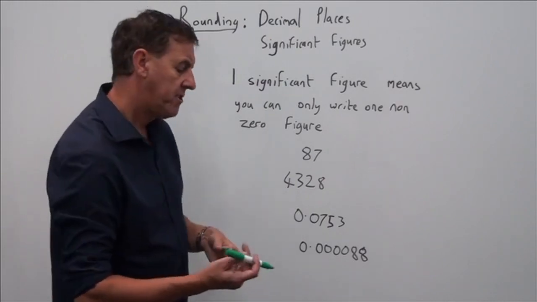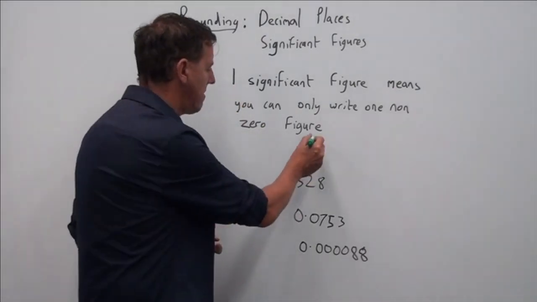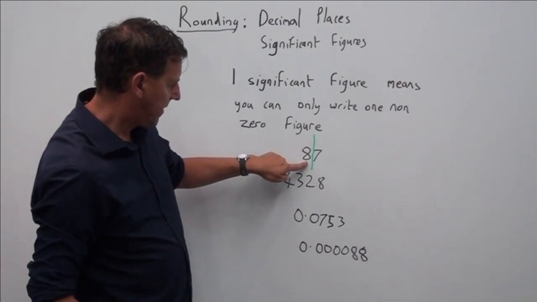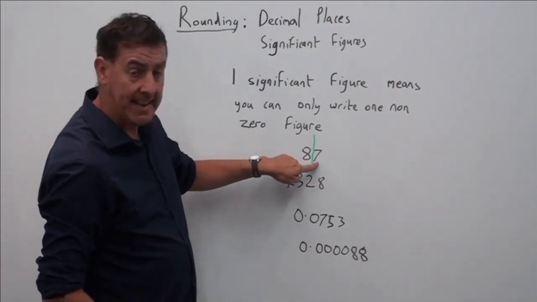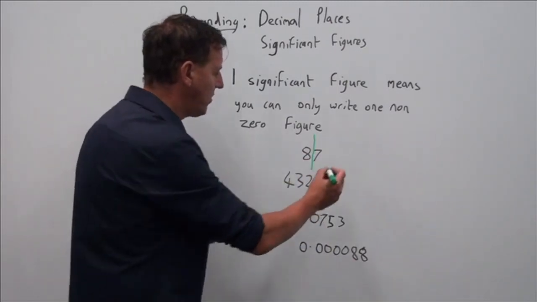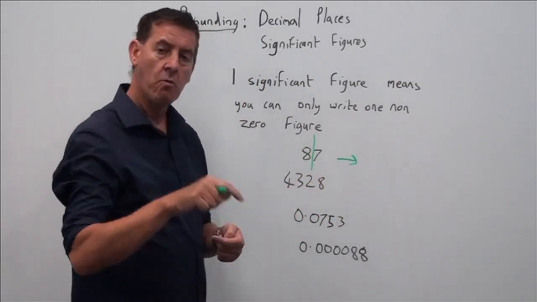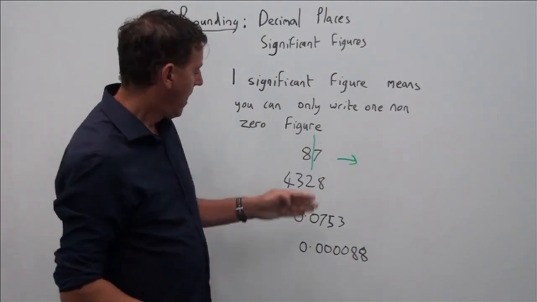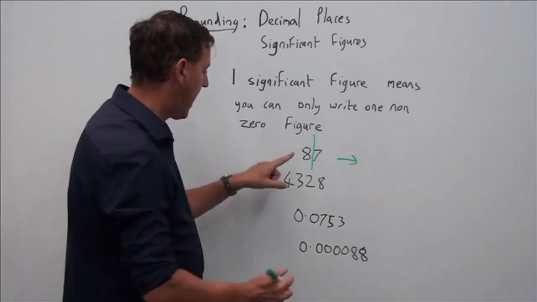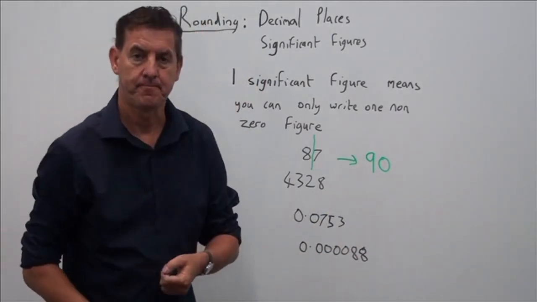But if we do it in a similar way to decimal places, if I want to write this number to 1 significant figure, imagine just putting a line there, because that is my first significant figure. This is my second, so this number has 2 significant figures at the moment. So I'm rounding now to 1 significant figure. And because this number is 5 or more, I must round up. If it was less than 5, then the number would stay the same. So 87 to 1 significant figure would go to 90.